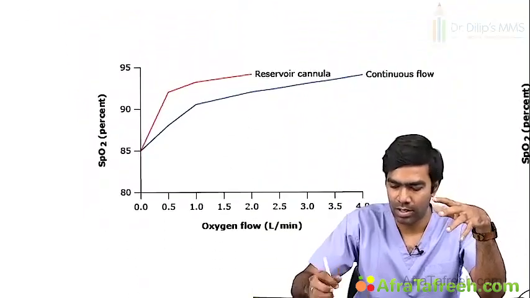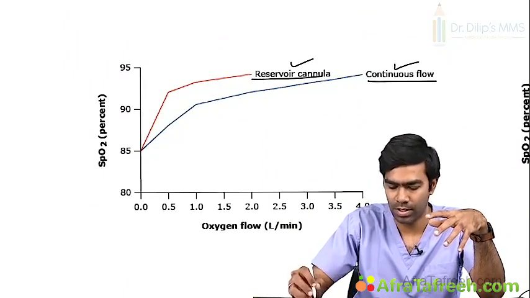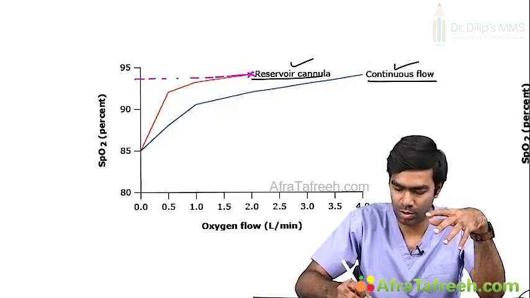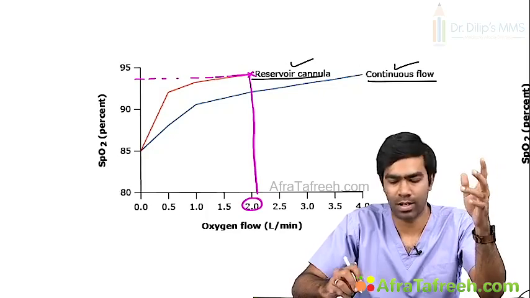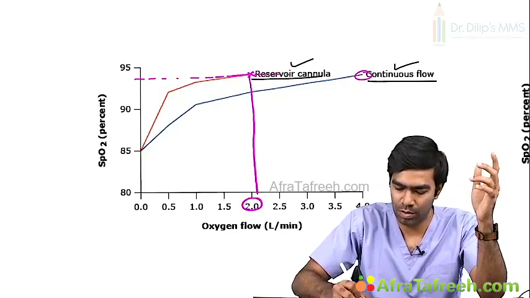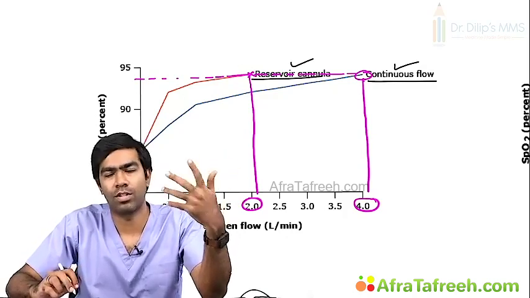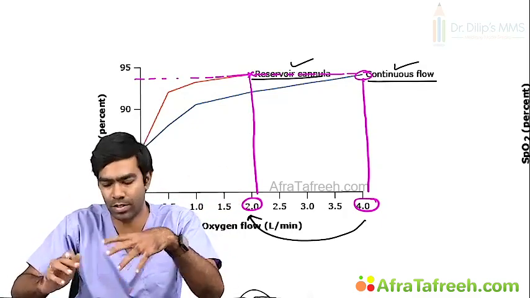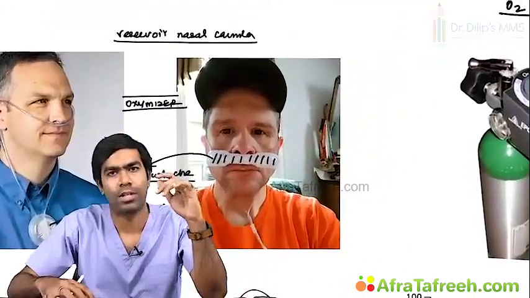For example, if you see, this is the continuous flow versus reservoir cannula. This is an ordinary nasal cannula versus reservoir cannula. You can see to achieve a saturation of 94% almost, you need just 2 liters of oxygen in a reservoir cannula. But for achieving the same saturation in the patient, you need almost 4 liters of continuous flow of oxygen through the nasal cannula, which means clearly the oxygen requirement is half with the help of a reservoir cannula. So definitely oxygen is conserved here. There's no doubt about that, which is good for patients' economic status.